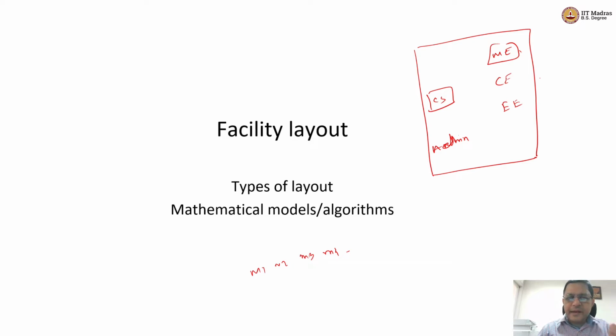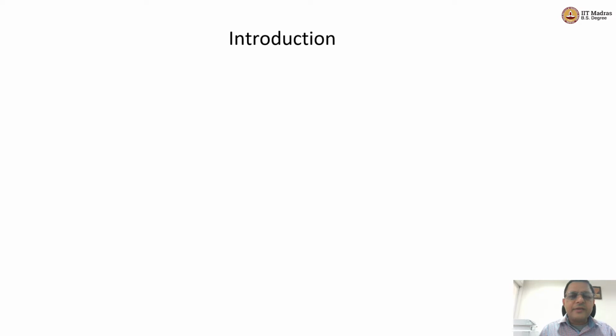So the decision is fairly clear. We are going to decide how to lay out facilities, right? How to lay out facilities. That's my problem. We will understand various types of layout, and then we will optimize one of them, which is called a product layout. So why do we need facility layout?